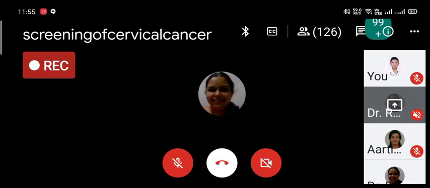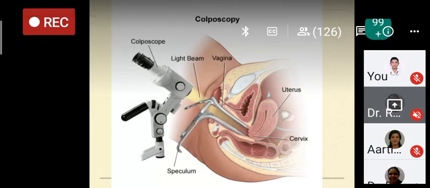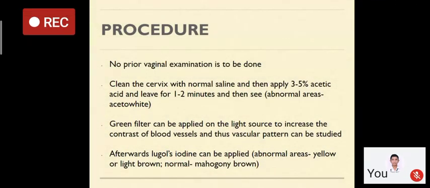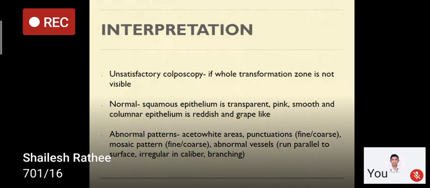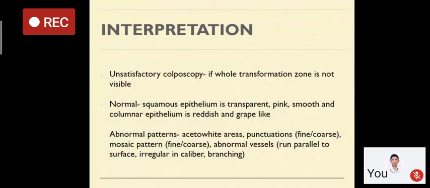Here we can visualize the cervix using a colposcope. It is just a magnifying glass. It takes just 5 minutes more. No prior vaginal examination should be done, and clean the cervix with normal saline and then apply acetic acid. Leave for 1 to 2 minutes and look for the acetowhite area. You can apply a green filter for seeing the blood vessels and vascular pattern, and then apply normal saline, then acetic acid, and then Lugol's iodine to look for abnormal yellow mustard brown color of cells, and then the abnormal areas are biopsied.